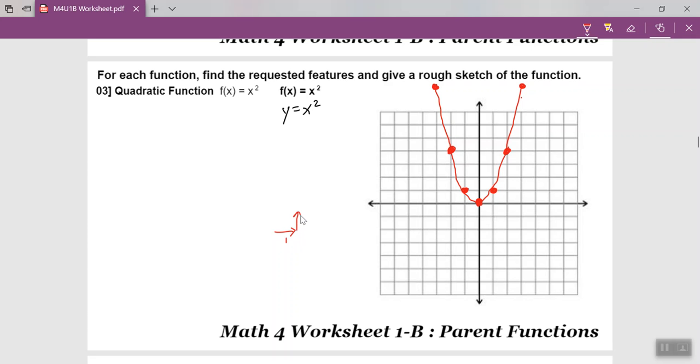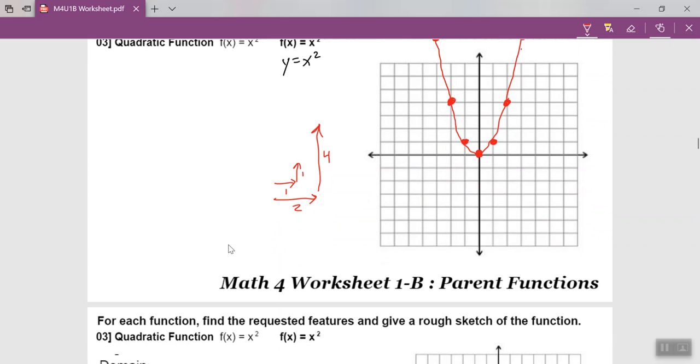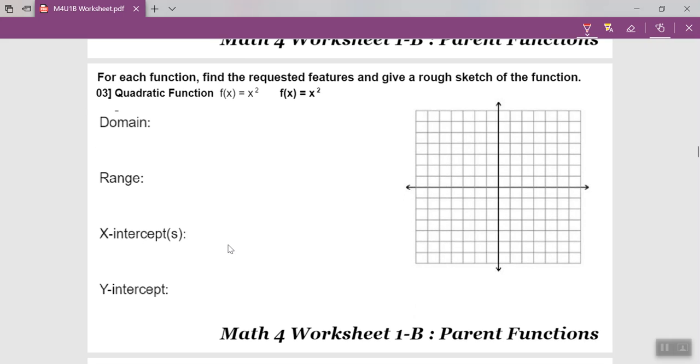Out 1, up 1, out 2, up 4, and you repeat the same process on the other side. Actually, this kind of thinking will also help you on the square root curve. We'll come back to this. Square root curve plays the same kind of game. All right, so here I'm going to do that and that. 1, 2, 3, 4, and that, and that.